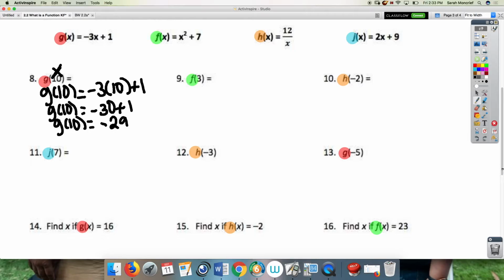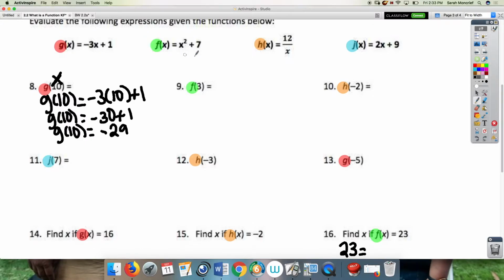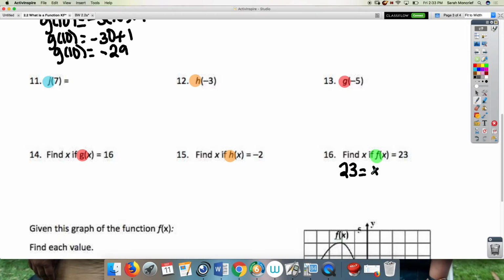Those are a couple of things I've noticed. We will just do 23 is equal to, and what was the function for f of x? Just the x squared plus 7. So we'll have 23 is equal to x squared plus 7. So I need to solve for x here. What is going to be my first step in solving for x?